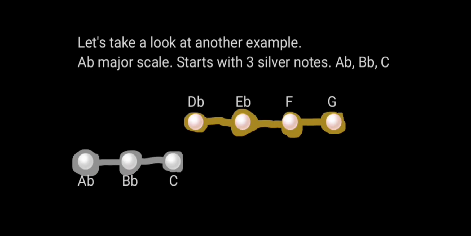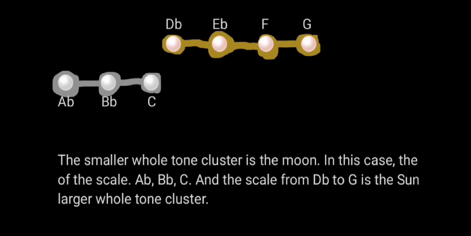Let's take a look at another example. A flat major scale starts with 3 silver notes: A flat, B flat, C, and then gold: D flat, E flat, F, G. The smaller whole tone cluster is the moon, in this case, the start of the scale, A flat, B flat, C. And the scale from D flat to G is the sun, the larger whole tone cluster.